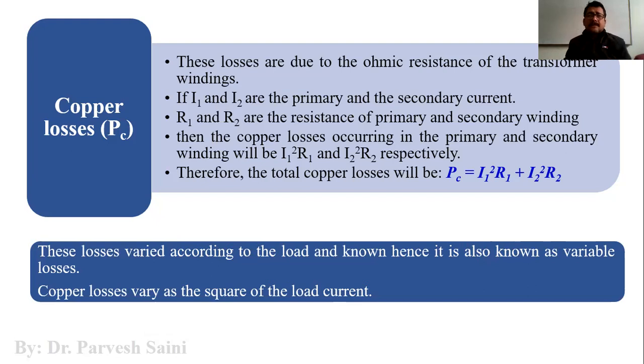Hence we can say that these copper losses or winding losses keep on varying with the load fluctuation. So these are also known as variable losses. Copper losses vary as the square of the load current because of the I square R effect, right?